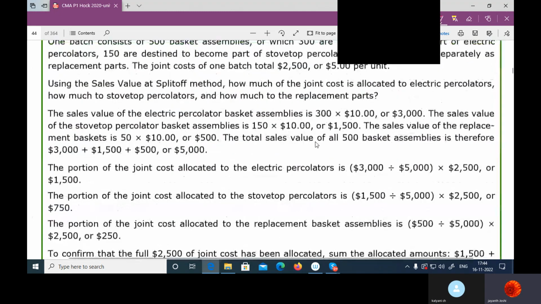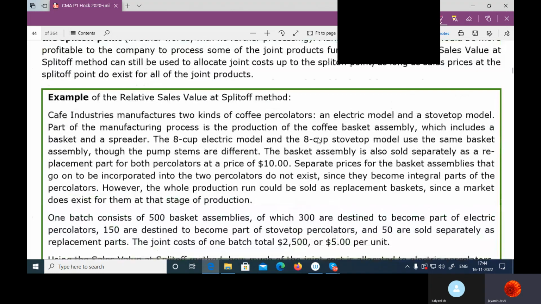Can you do this question? Yeah, we will do it, no problem. Cafe Industries manufactures two kinds of coffee percolators, an electric model and a stove top model. There are two models here, correct? Part of the manufacturing process is the production of coffee basket assembly, which includes a basket and a spreader. So in the manufacturing process, they produce coffee basket assembly, in which basket and spreader are there.